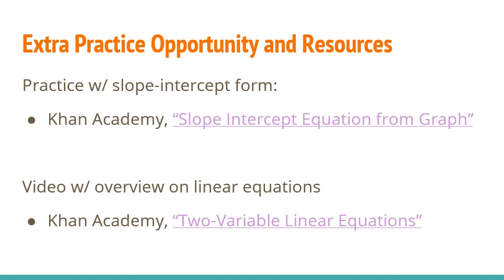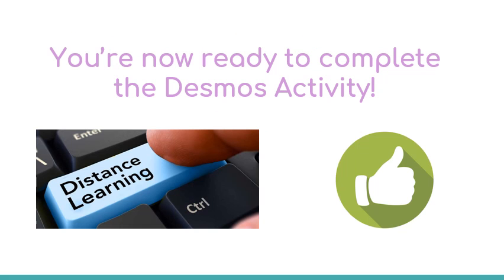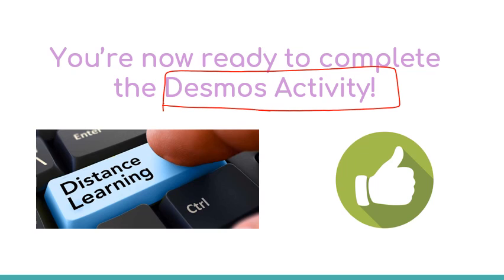Couple extra practice opportunities. You can do some practice problems on Khan Academy. There's also another little overview if you want to see another video. And today is not an exit ticket. It's an important little difference. It's a Desmos activity that you have to complete. Okay, make sure after you complete it, you click done on Google Classroom, so then it'll mark it as complete.